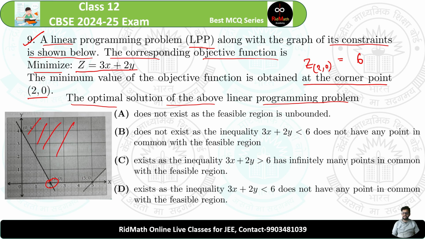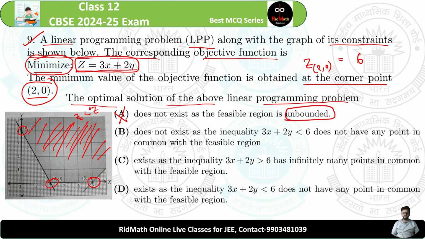This area is unbounded, but we have to find the minimum value of the objective function. The minimum value can be found at the corner points, but the maximum value cannot be found because the solution region is unbounded. If you take any point here and any point here, then z here is greater than z here. So you cannot find any maximum value of z, but you can find the minimum value, and you have already found it at 2, 0. So option A is incorrect. Though it is unbounded, we can find the minimum value.